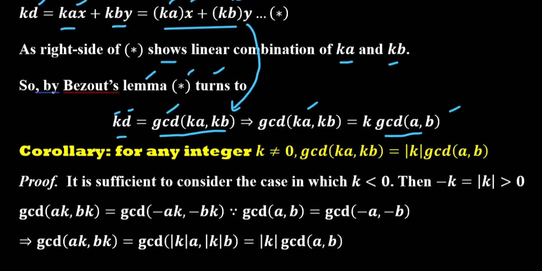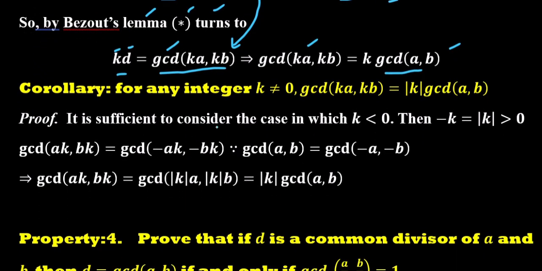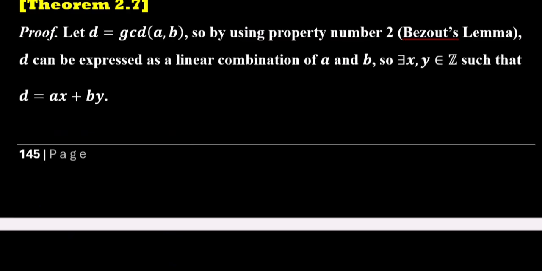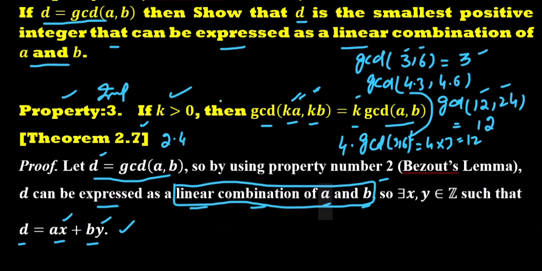I have a corollary related to this result. This corollary says for any non-zero integer k, GCD of ka, kb is equal to absolute value of k times GCD of a and b. In theorem 2.7 or property number 3, here we have taken k as a positive integer. But in the corollary we say if k is negative, then this property also holds. But in that case we will take absolute value of k outside of GCD of a and b.